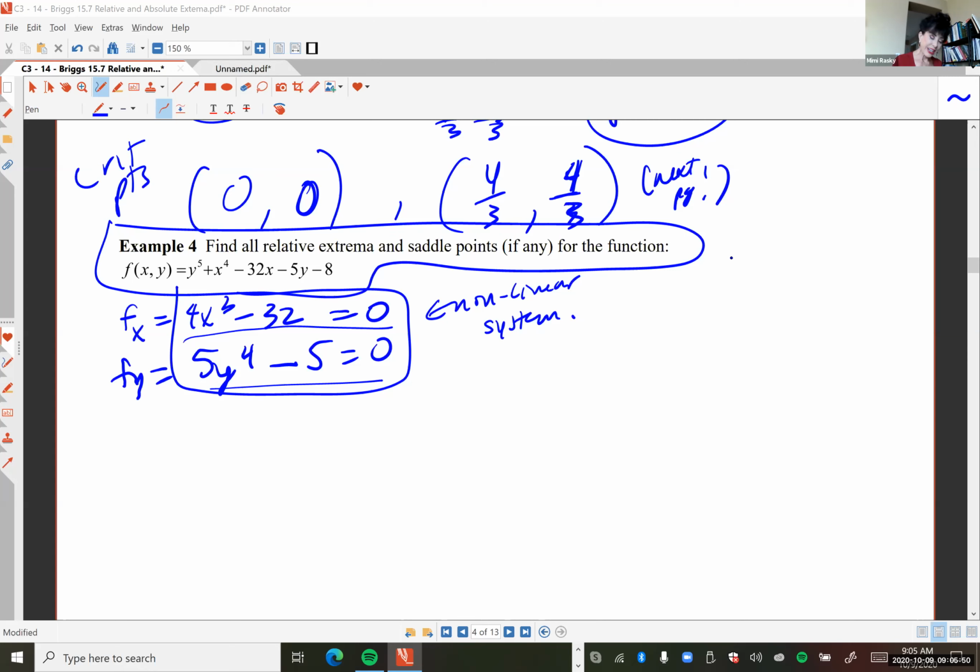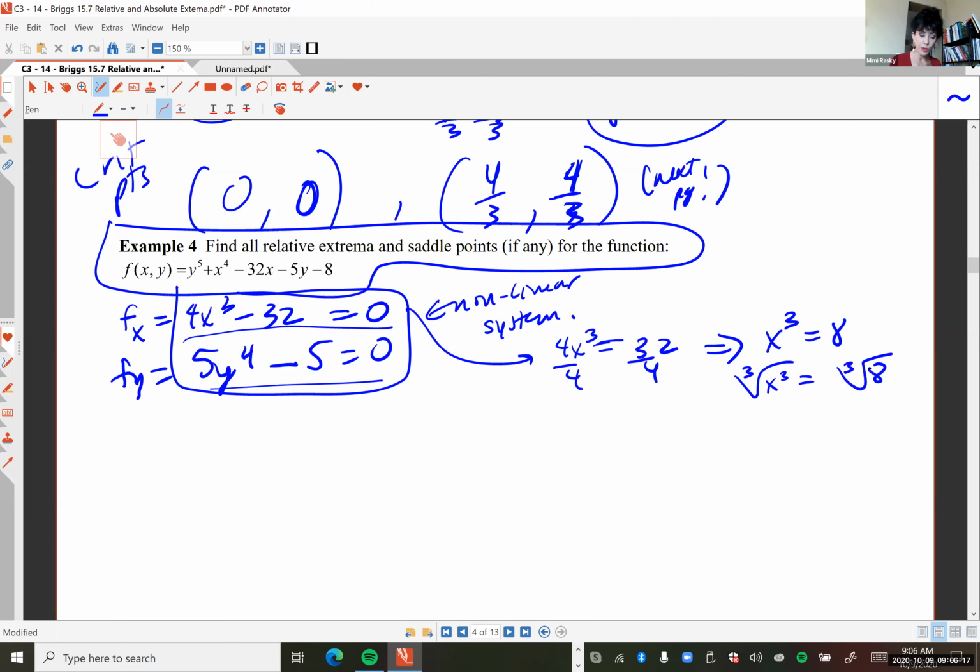So you're going to get a solution to the first equation, and it's going to be in x's. Here, if I add 32 to both sides, I get 4x cubed is equal to 32. Divide both sides by 4. Then I get x cubed is equal to 8. Now I'm going to take the cube root of both sides. Do I need a plus or minus if I take the cube root of both sides of an equation? No, I do not. Why not? It's an odd root.